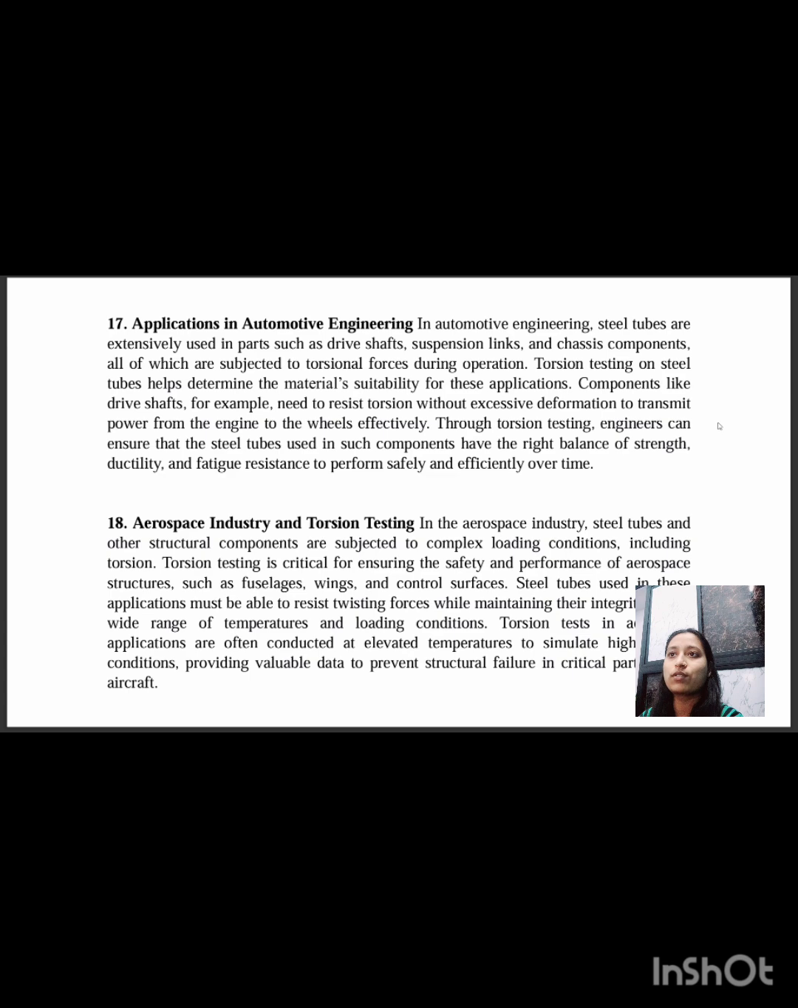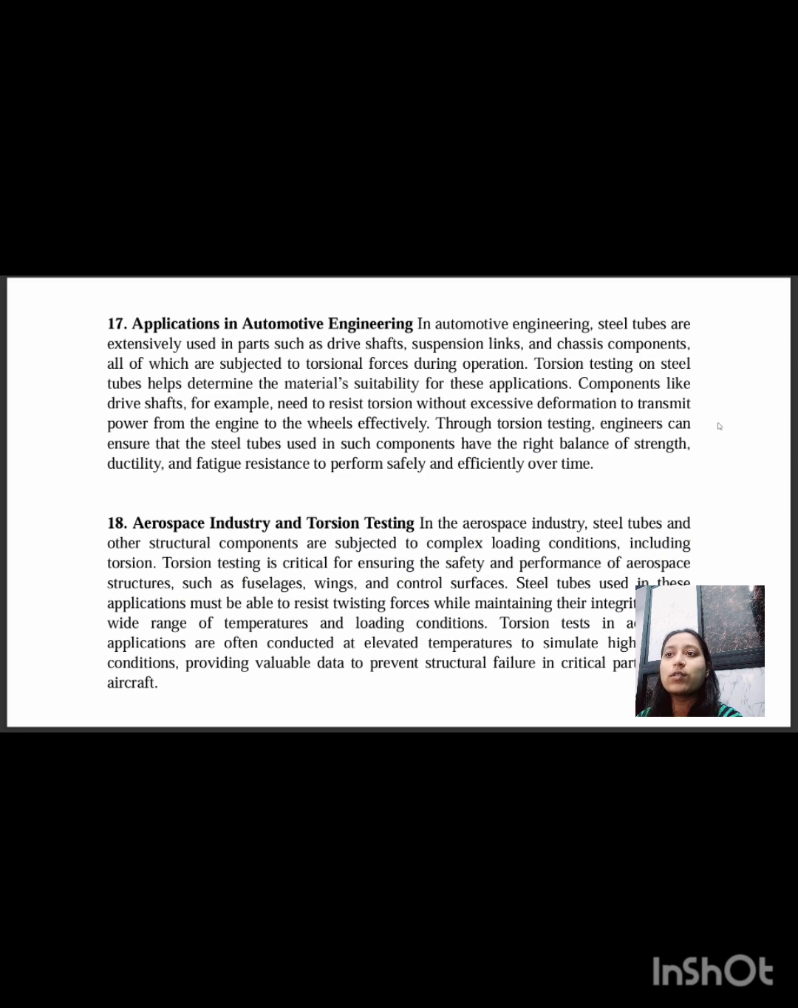Drive shafts, for example, need to resist torsion without excessive deformation to transmit power from the engine to the wheels effectively. Through torsion tests, engineers can ensure that the steel tubes used in such components have the right balance of strength, ductility, and fatigue resistance to perform safely and efficiently over time.